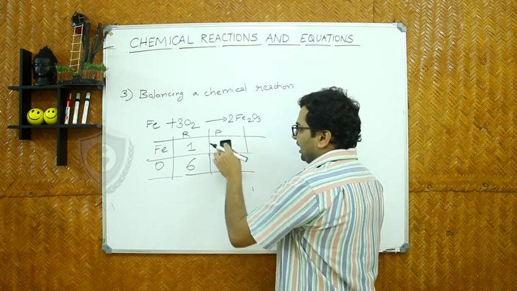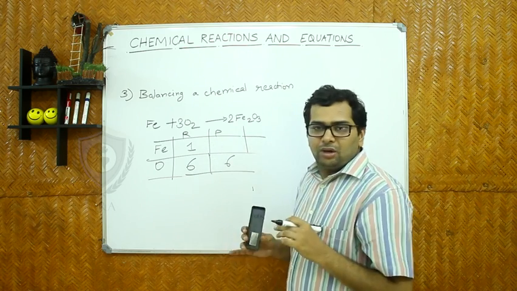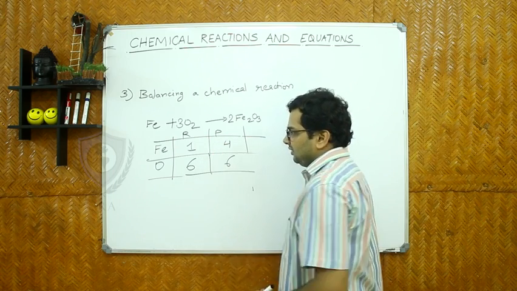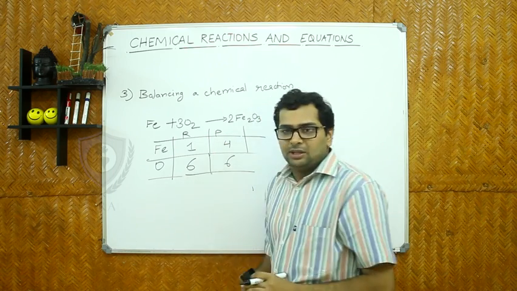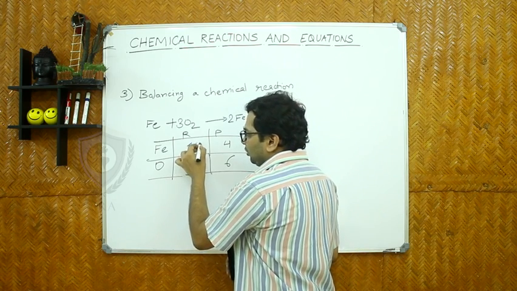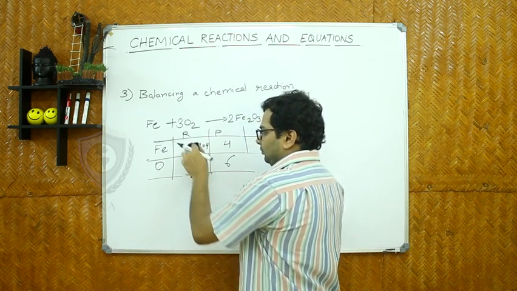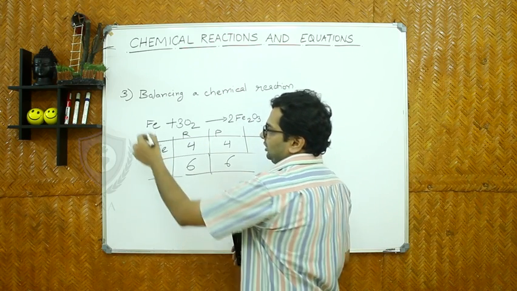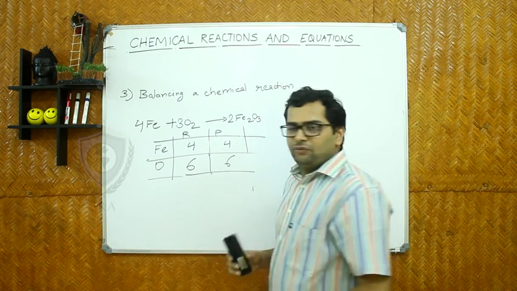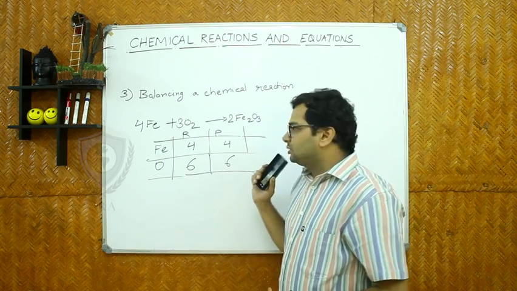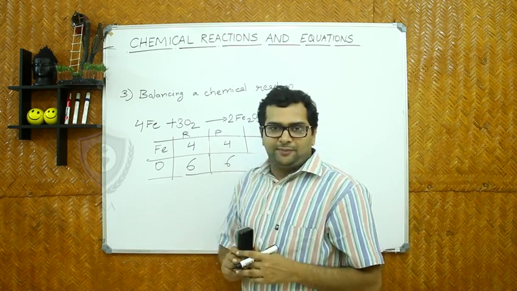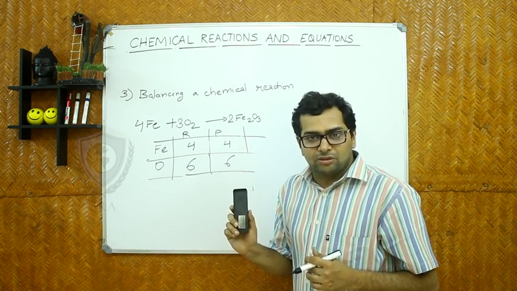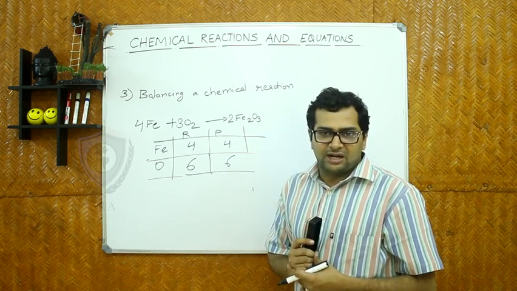But now the number of iron atoms on the product side is 4, whereas on the reactant side we have only 1. So if you multiply this 1 by 4, it will become 4. Right? So it's 4 here and 4 here. So 4Fe plus 3O2 forms 2Fe2O3. So this is how iron oxide is formed, which causes corrosion and rust for our artifacts.